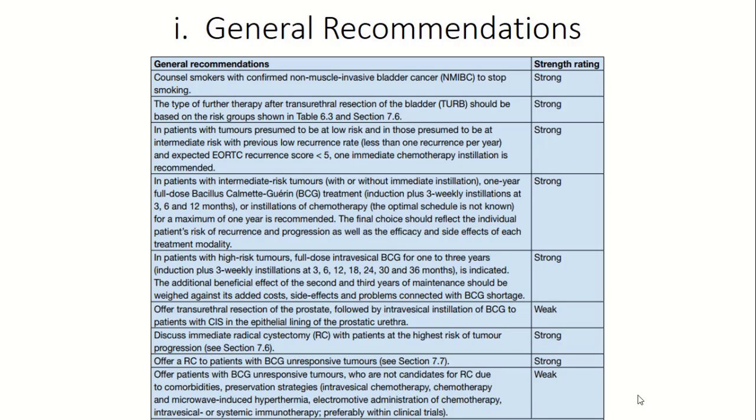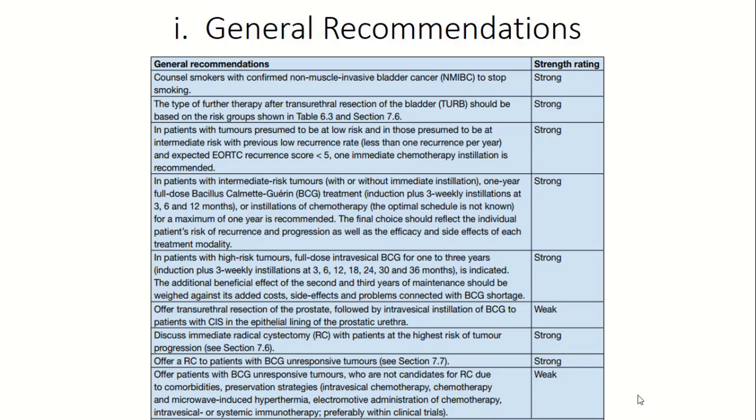And in patients with high risk tumors, full dose intravesical BCG for 1 to 3 years, induction plus 3 weekly instillations at 3, 6, 12, 18, 24, 30 and 36 months is indicated. The additional beneficial effect of the second and third year of maintenance should be weighed against its added costs, side effects, problems connected with the BCG shortage, and other agents of chemotherapy.